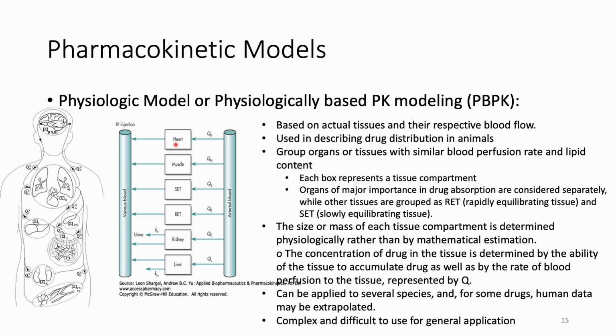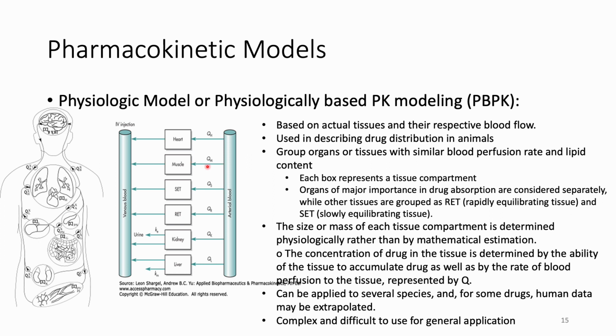For each tissue compartment here, the size and the mass are determined physically, based on the real anatomy of the body rather than by mass estimation. So this model can be applied to different species like mice, rats, monkeys, or even dogs. For these species, they will measure the size and mass, and the drug concentration in the tissue, and of course they still need to measure the drug concentration in the blood. And from there, they create this model. The drug concentration in a tissue is determined by the ability of the tissue to accumulate the drug, as well as by the rate of blood perfusion to the tissue.